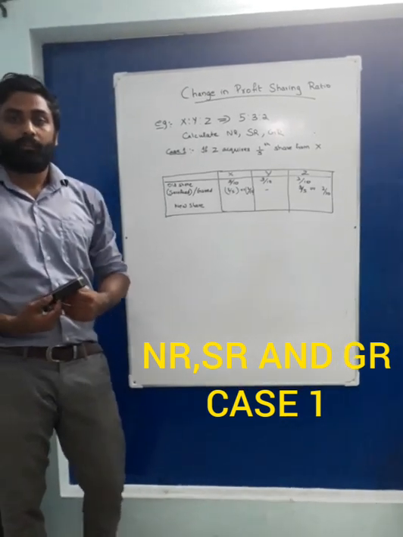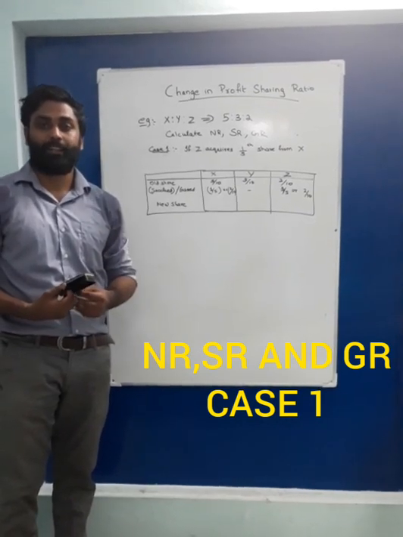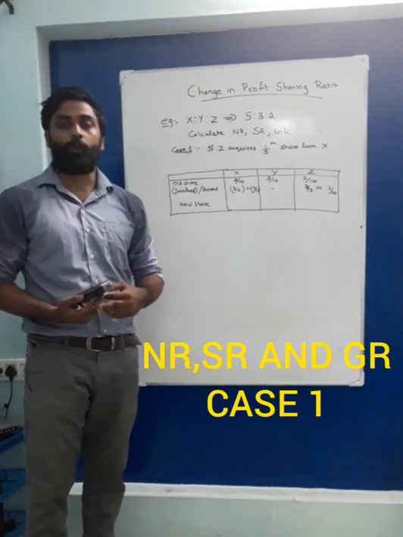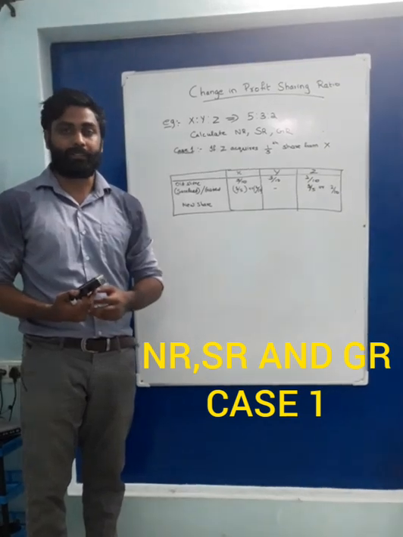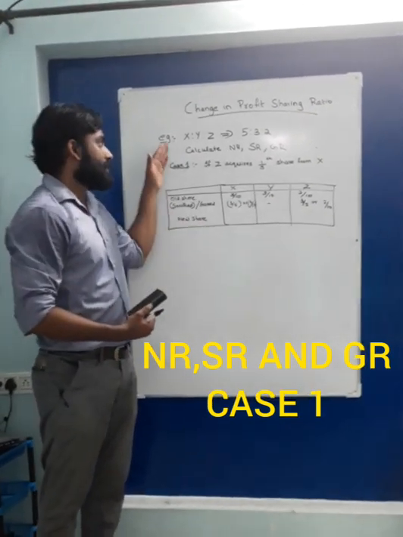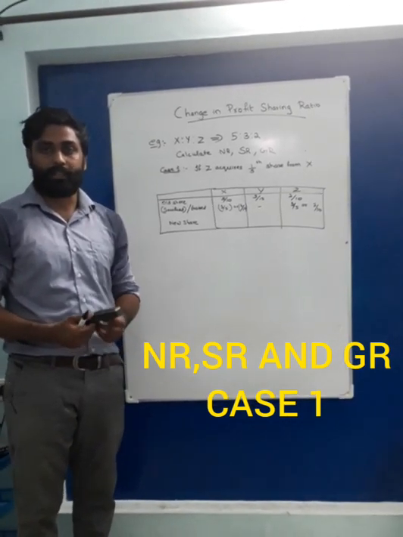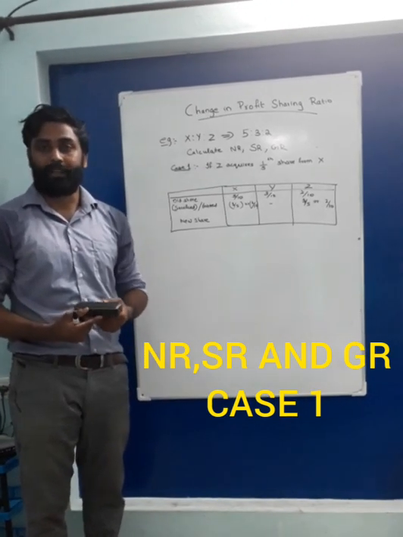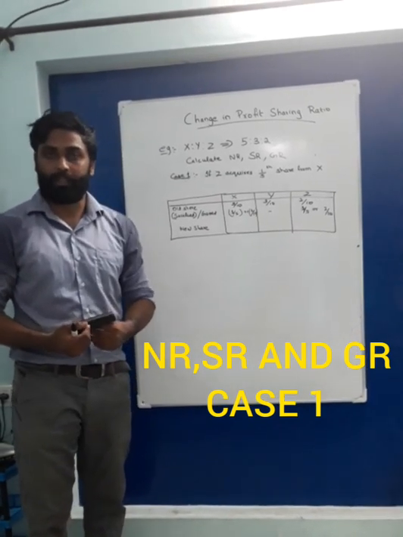So we can further study how to calculate new ratio, sacrificing ratio and gaining ratio in the following cases. In different cases, how can we calculate this? For that, I will give you an example. Suppose X, Y, Z are partners sharing profit and losses in the ratio 5:3:2. That means X will get 5/10, Y will get 3/10 and Z will get 2/10.